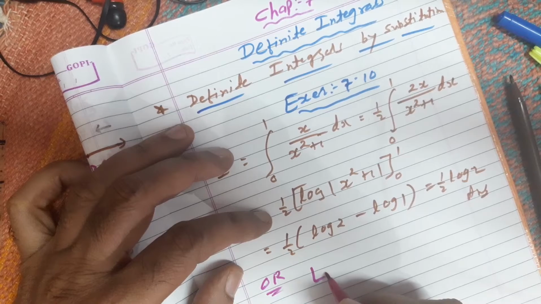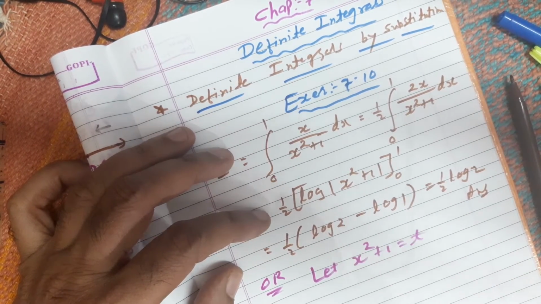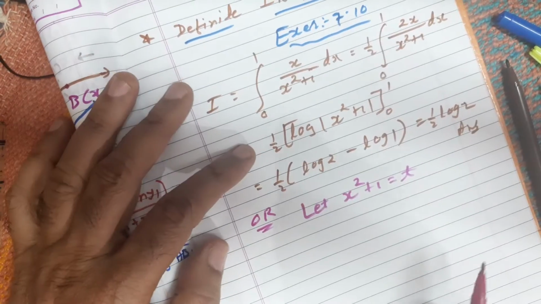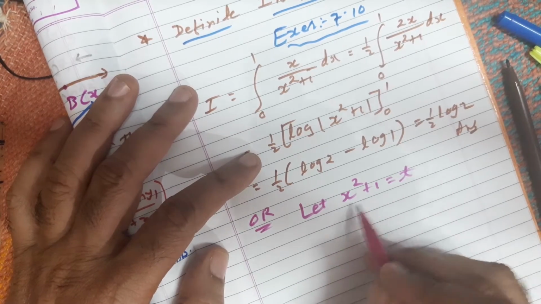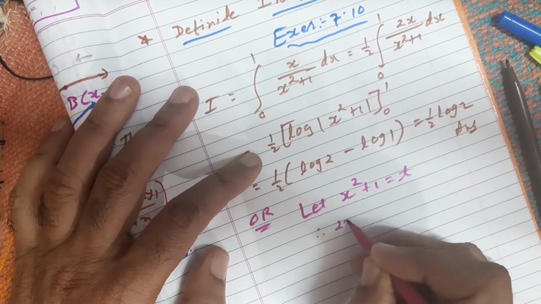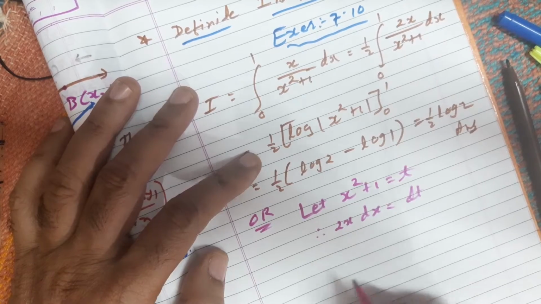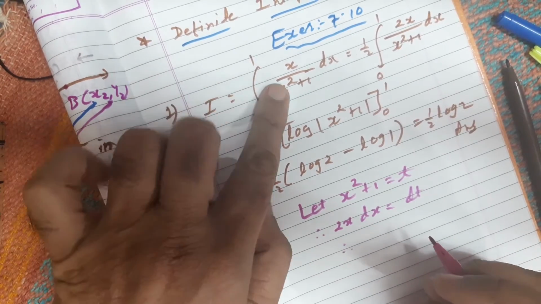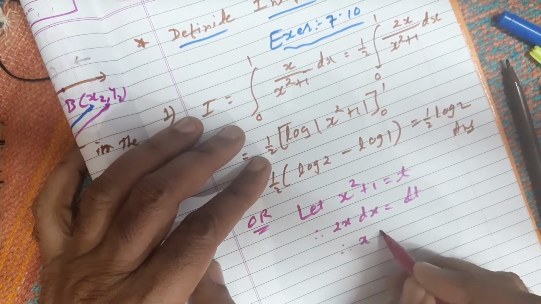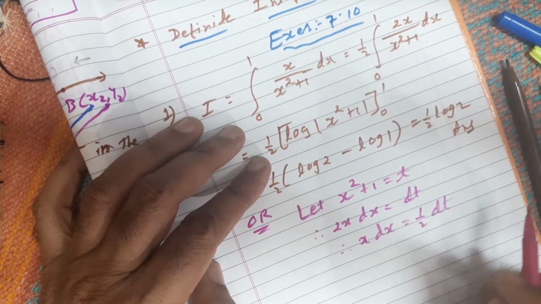So assume that x square plus 1 is equal to t. Just say x square plus 1 is equal to t. Then take a derivative as usual. So what will be its derivative? 2x dx is equal to dt, and therefore, according to the sum, we need x dx. So what will x dx be? x dx will be 1 by 2 dt.